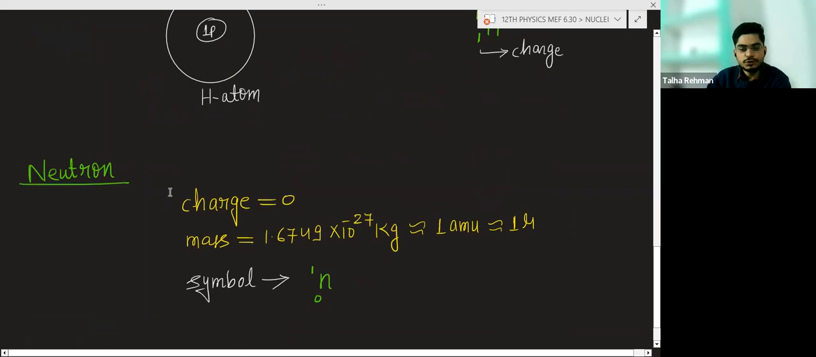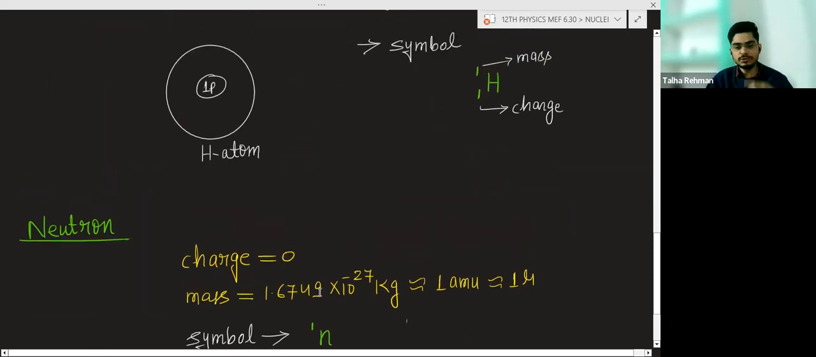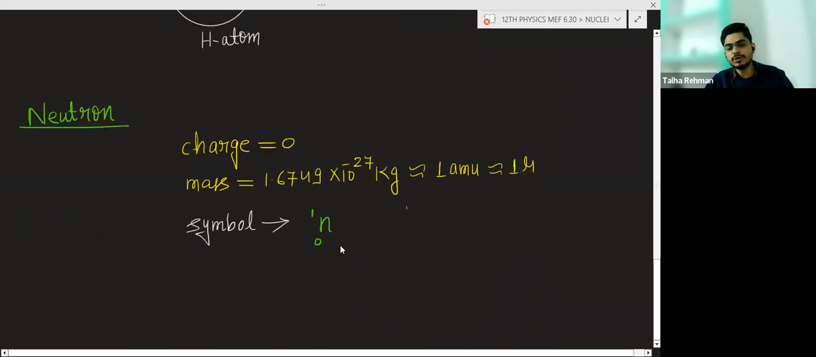Now, neutron. What is a neutron? The charge on a neutron is 0. The mass of a neutron is 1.6749 into 10 to the power minus 27 kg. This is also approximately equal to 1 AMU, and the symbol is N, with 0 and 1.